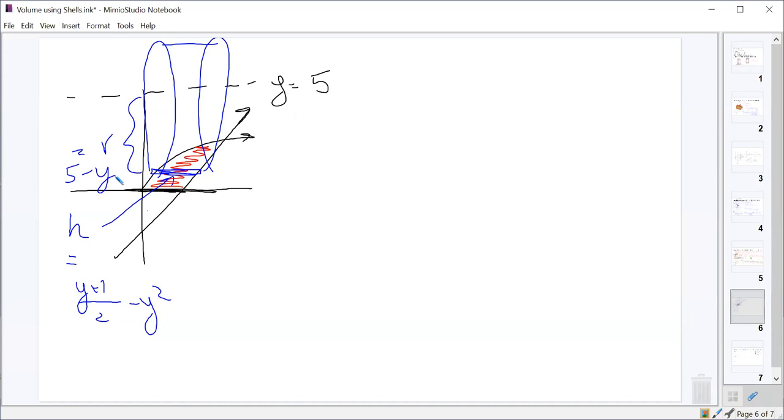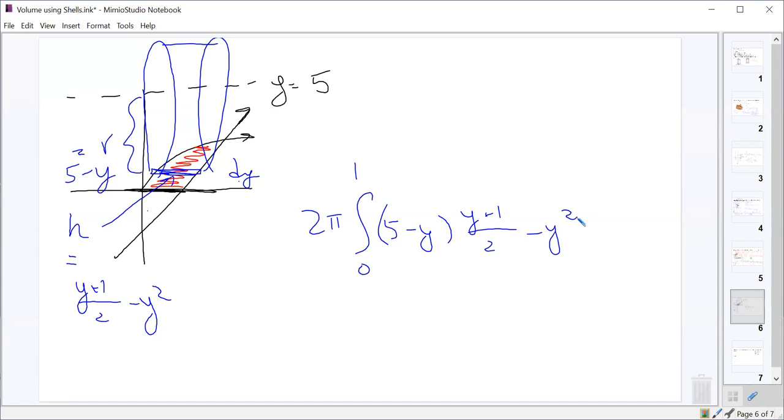So if you switch the line that you're revolving around using shells, if it's already a horizontal line and you just move that horizontal line somewhere else, the only thing that's going to change is the radius. The height will stay the same. The thickness, dy, will stay the same. The 2 pi will stay the same. The limits of integration will stay the same. This will just become 2 pi times the integral from 0 to 1 of our new radius, 5 minus y, times our height of y plus 1 over 2 minus y, times our thickness of dy.